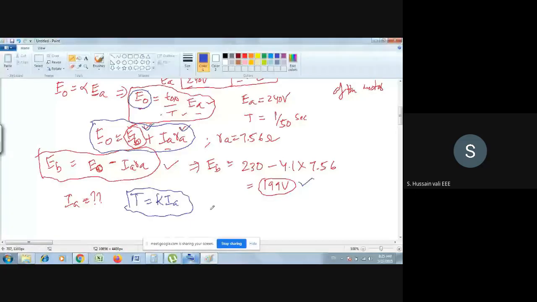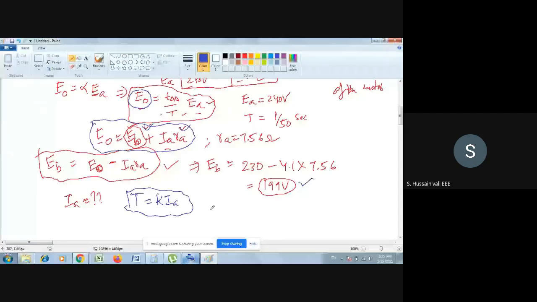This equation we will take. In this equation, we need to find T naught. Why do we need to find out T naught? Only T naught is left now. So T naught we can use this equation. In this equation, we have found EB, 199 volts. RA we know, and the only unknown is IA. How to find out IA? We have another equation in terms of IA, that is torque is equal to K into IA. So to find out IA, we need to know what K is and we need to know what T is.